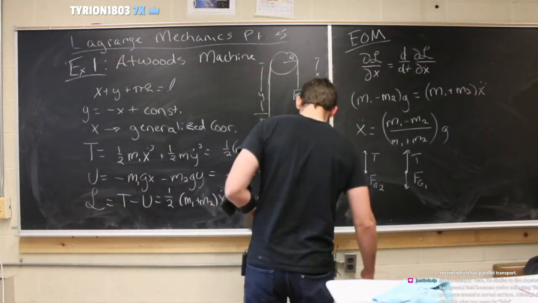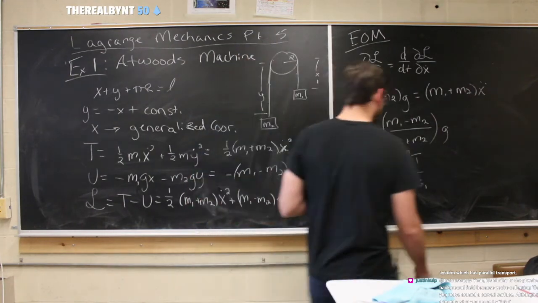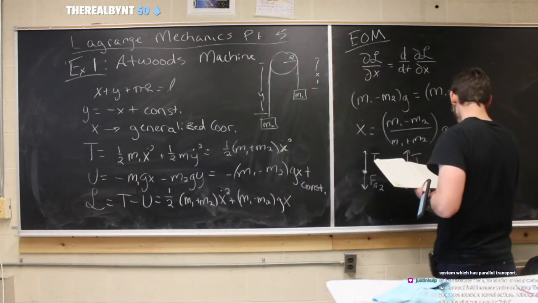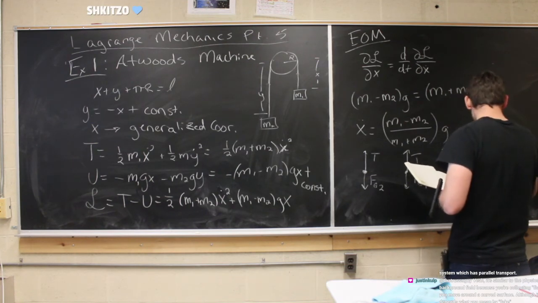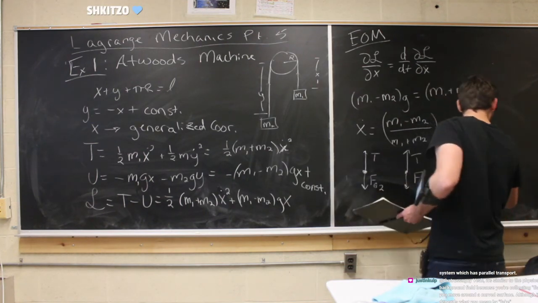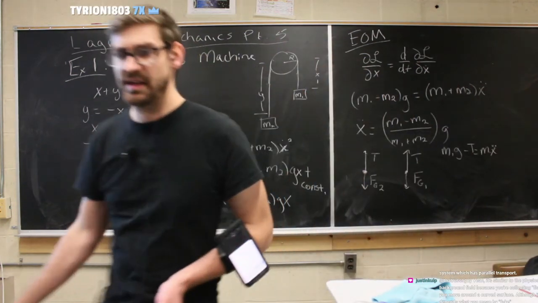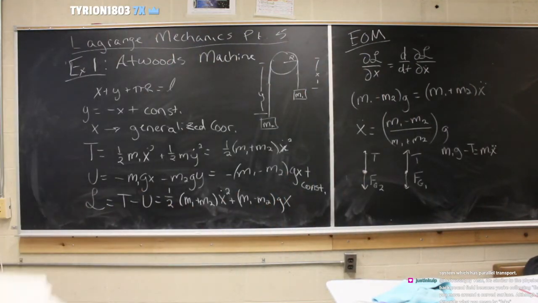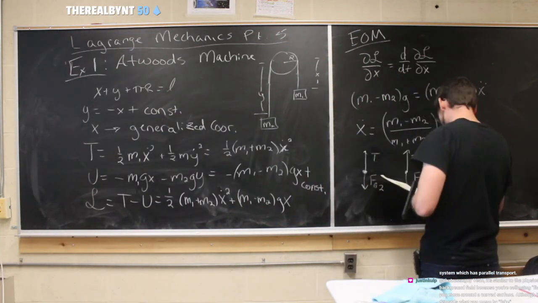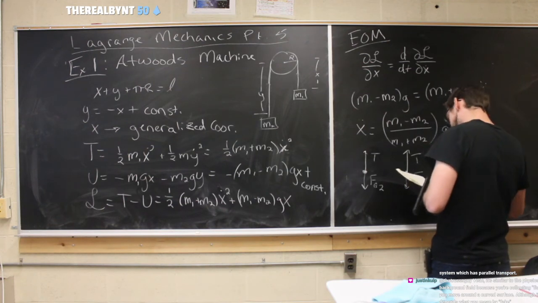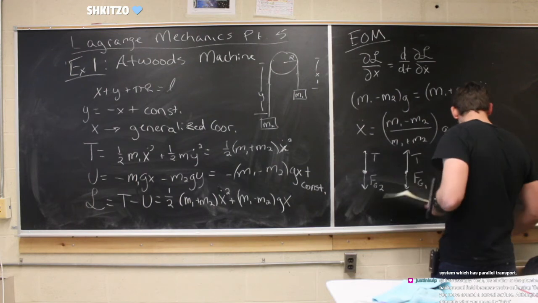So we could set up our equations of motion. I think I have room right here. Let me try to do it right here. And we have m1 g minus T is equal to m1 x double dot, which is mass times the acceleration. Is that on the screen? Yeah, nice. And then T minus m2 g is equal to m2 x double dot.